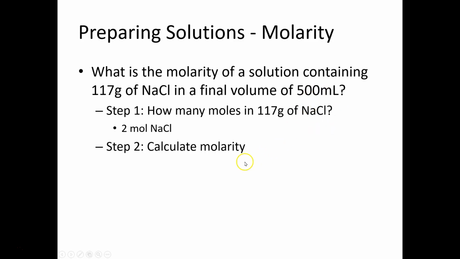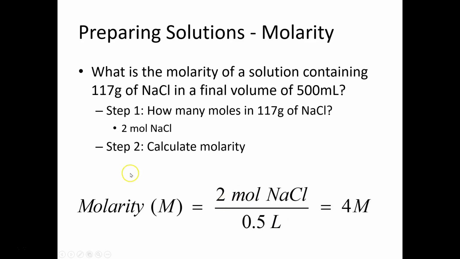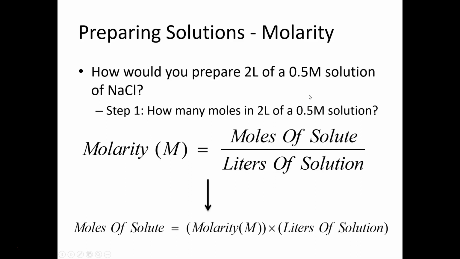Now we can also figure out the molarity, since molarity is moles of solute per liter of solution. So in this case, I have 2 moles of NaCl. Remember, the 500 mLs is a half a liter, so 0.5 liters. So 2 over 0.5, the molarity is 4. So the molarity is 4 if we put 117 grams of NaCl in 500 mLs.